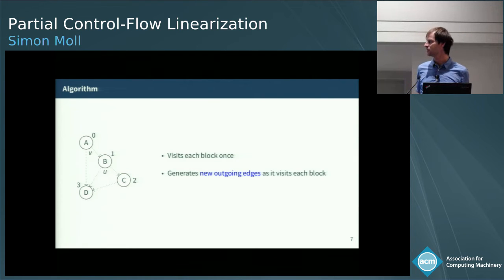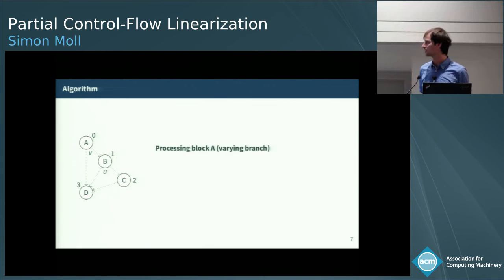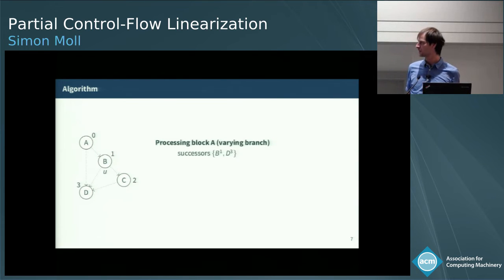It generates new outgoing edges as it visits each block. So we start from an empty edge set and we keep adding edges as we go. Now, when we process this first block here, which has a varying branch, we first observe that this block has two successors. It has successor B and D at index 1 and 3.